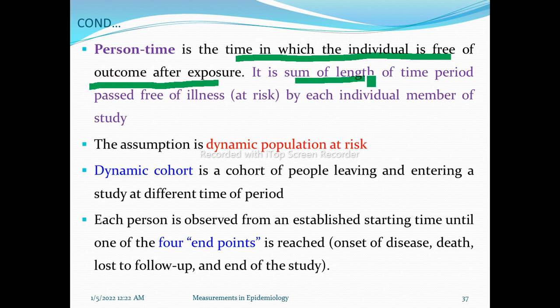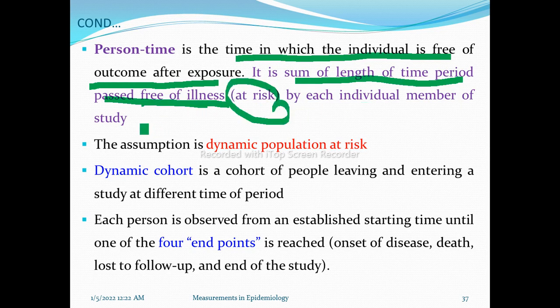So it is the sum of the length of time periods passed free of illness, or at risk, by each individual member in the study. The assumption is a dynamic population at risk. By the way, in incidence density, a dynamic population at risk is considered. For instance, individuals may start at different time periods and may end their follow-up at different time periods. But in the case of cumulative incidence, a static population at risk is considered because individuals start at the same time.